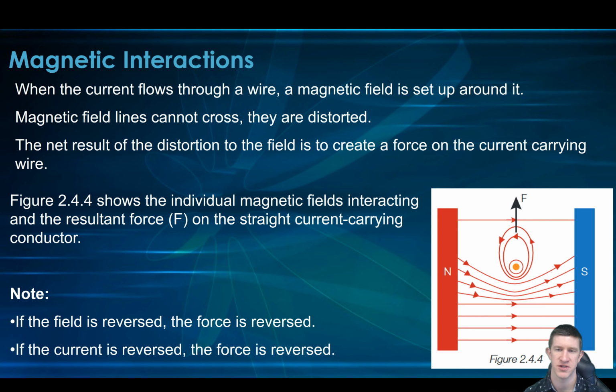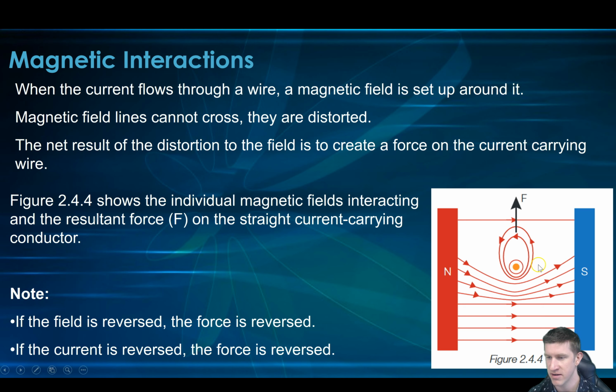When the current flows through a wire, a magnetic field is set up around it. Magnetic field lines cannot cross, so if they're pushed near each other, they are distorted. The net result of this distortion is to create a force on the current carrying conducting wire. The picture on the right shows an example of this with individual magnetic fields interacting and the resultant force, which is F, on the straight current carrying conductor.